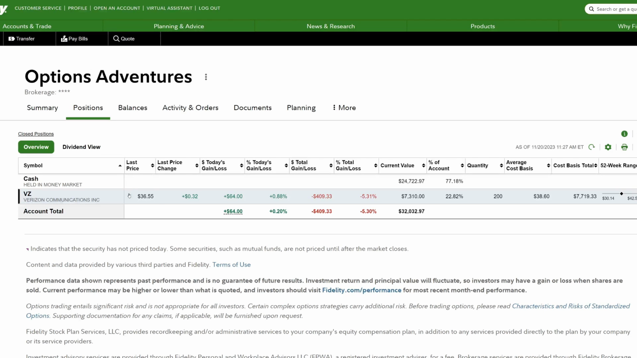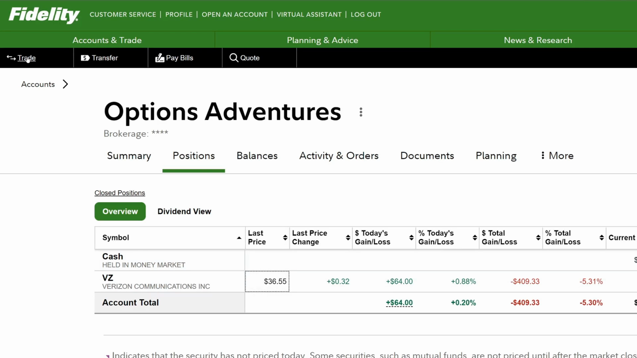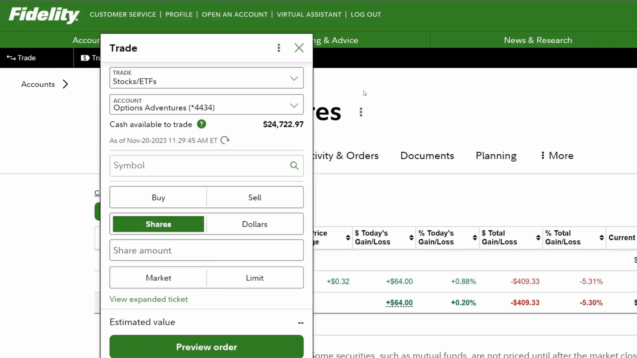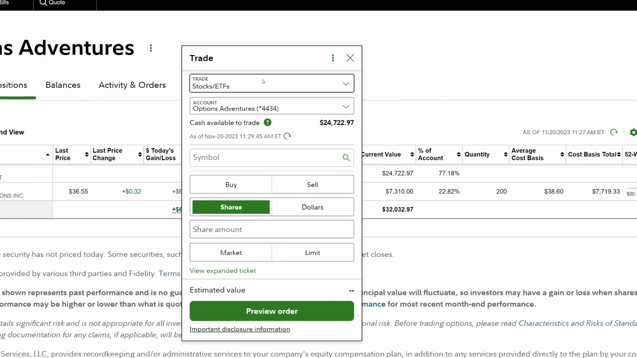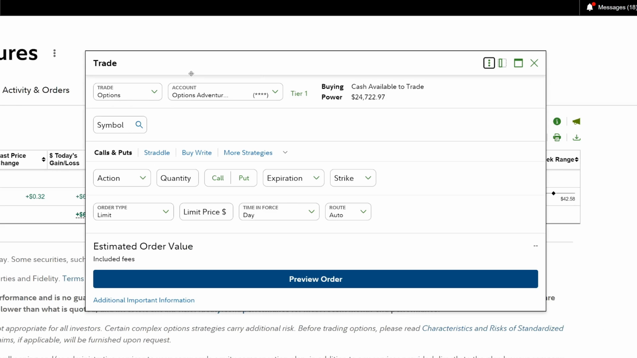The first way is to click on the options chain, and this will bring up the options chain. But since we're trying to make a quick video, we're going to use the trade portion, assuming you already know what strike price you want. So we click on options, and make sure you have the right account, because if you have multiple accounts on Fidelity, you could potentially sell against the wrong account, and that would not be good. I've done that before.